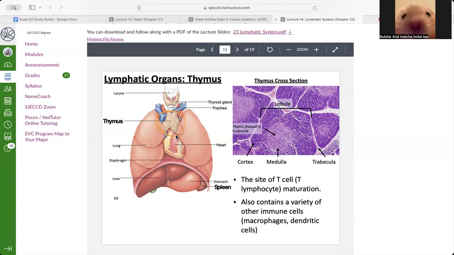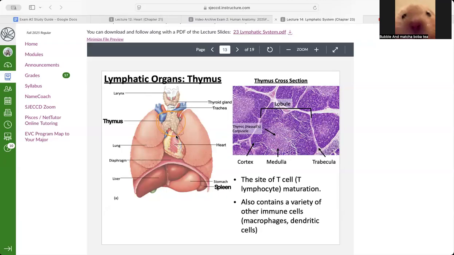So the thymus is where T cells come to mature. T lymphocytes move over to the thymus to mature. T cells are part of your immune system, and their job is to attack any pathogens that come into your blood. In addition to T lymphocytes, the thymus has other immune cells like macrophages and dendritic cells, which are part of your immune system too. They're found in the skin and the thymus gland, and they look like trees.